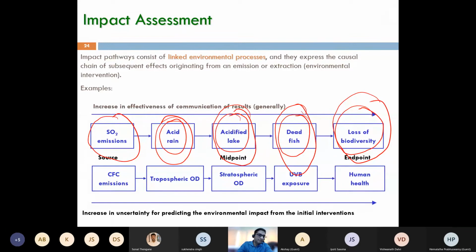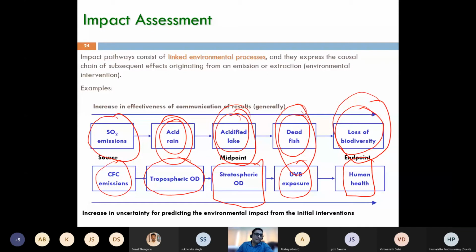A similar example, take the CFC emissions. The CFCs, when released to the atmosphere, might lead to stratospheric ozone depletion. By OD, I mean ozone depletion, which means there are holes in the ozone layer. That means the ozone layer is not there and the UV light would come onto the surface of the earth. This will lead to UV exposure of humans and then lead to problems like cancer. So this is how the whole chain works. One emission could have an effect which could have an end effect.